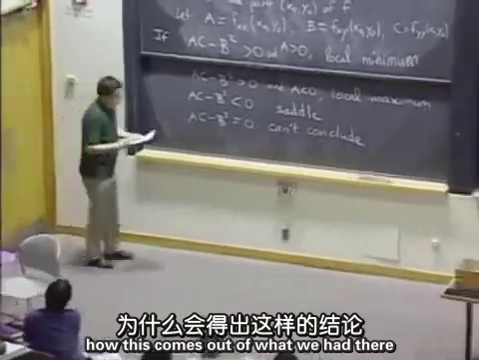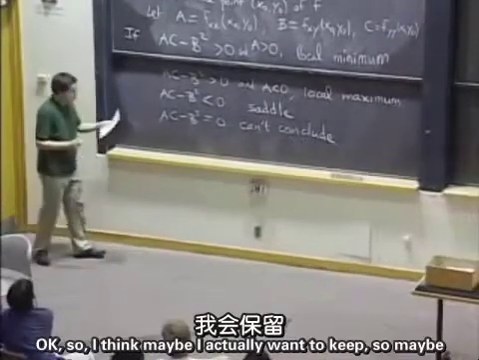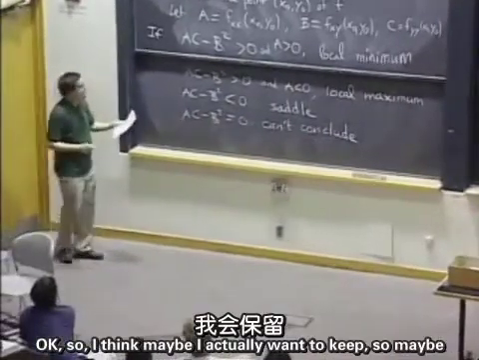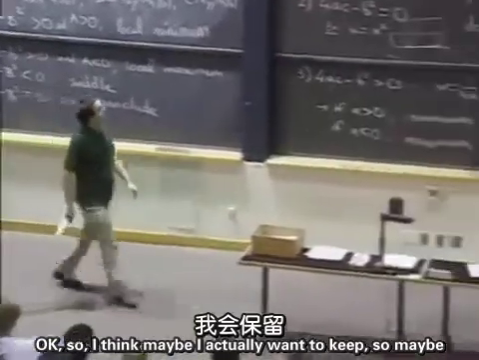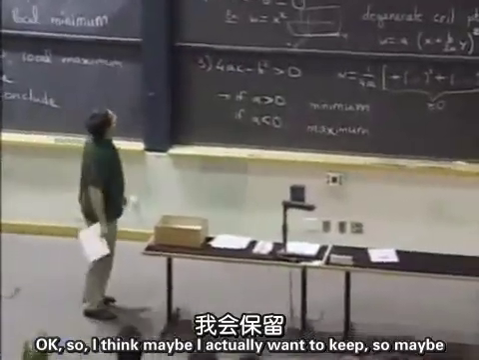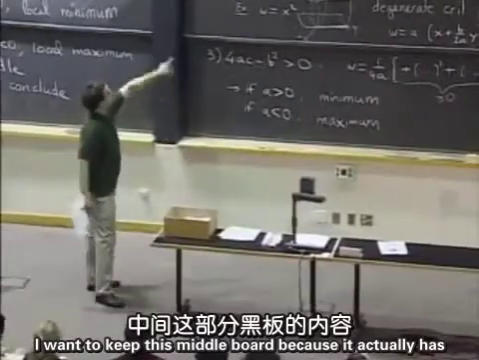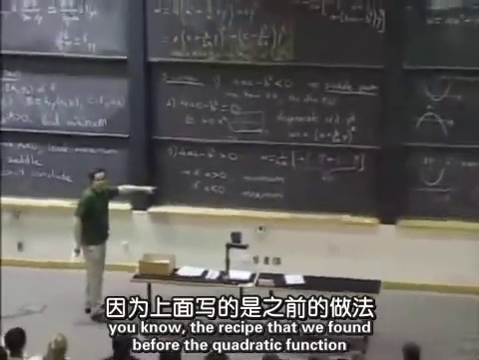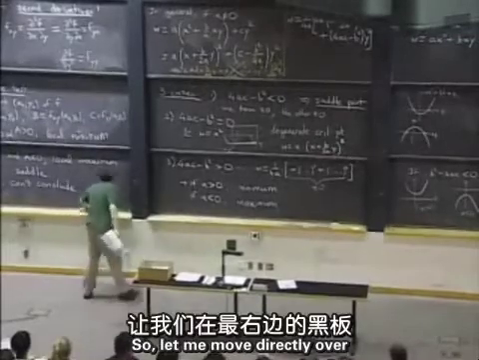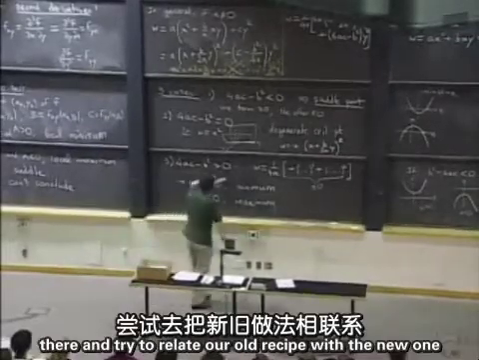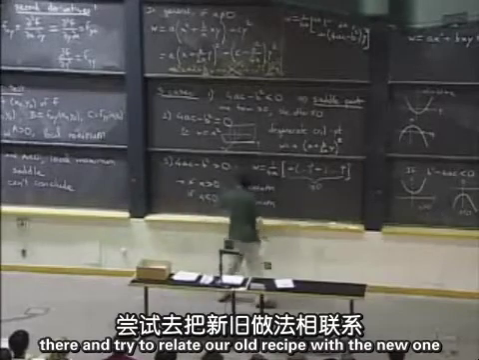Okay, so maybe I want to keep this middle board because it actually has the recipe that we found before for the quadratic function. So let me move directly over there and try to relate our old recipe with the new one.